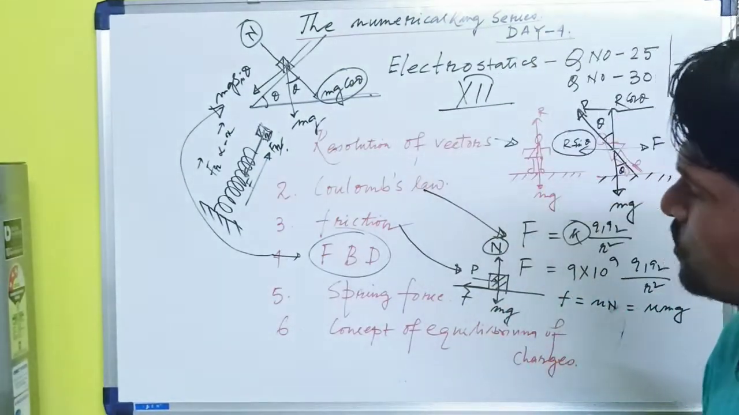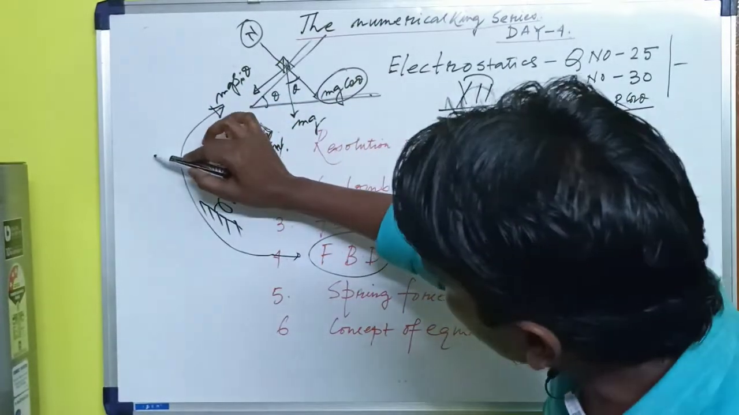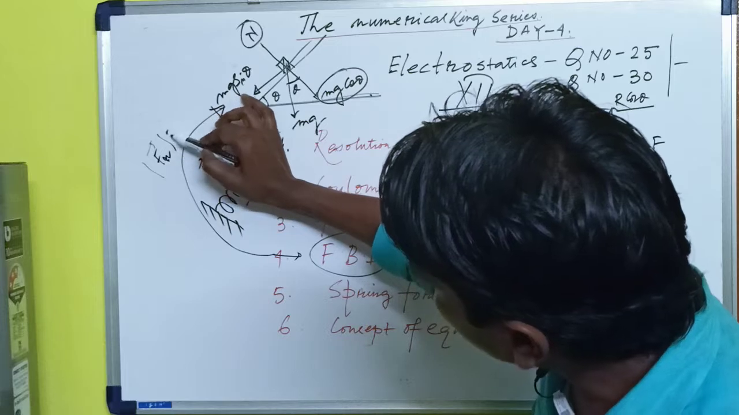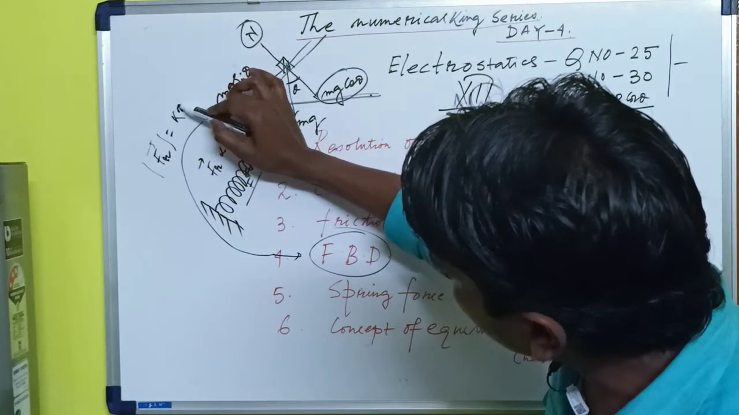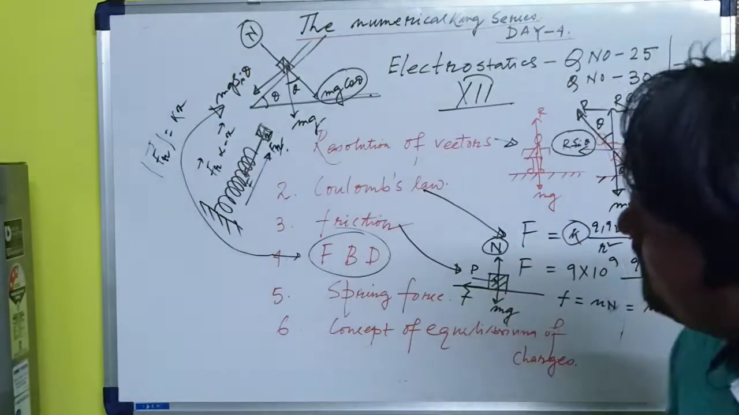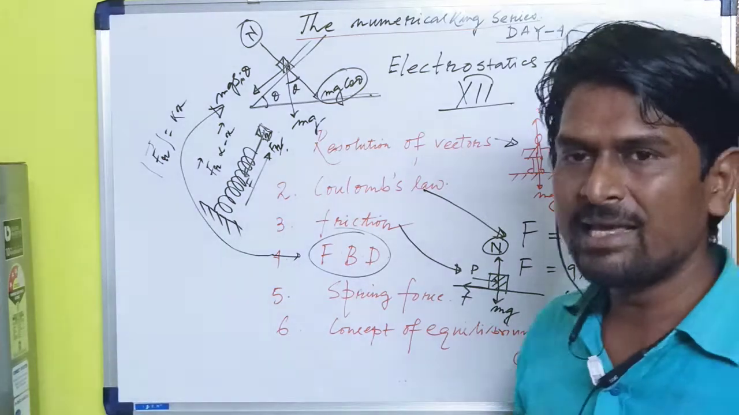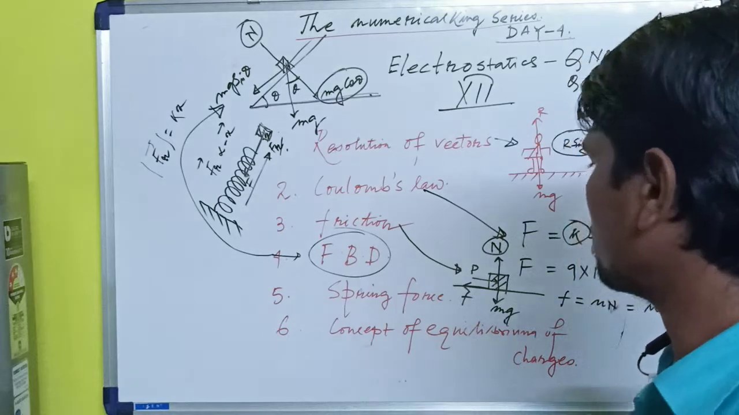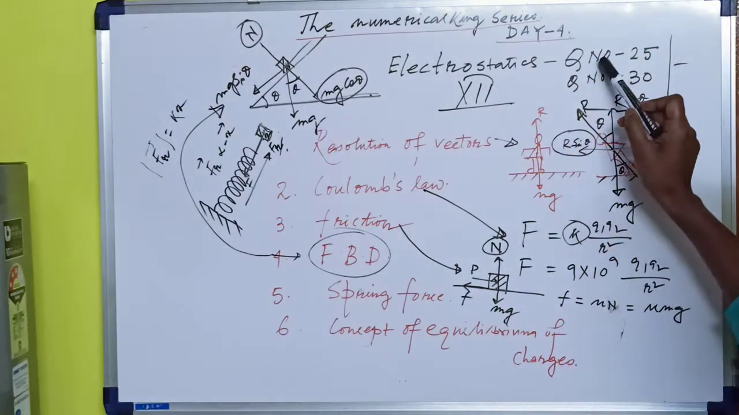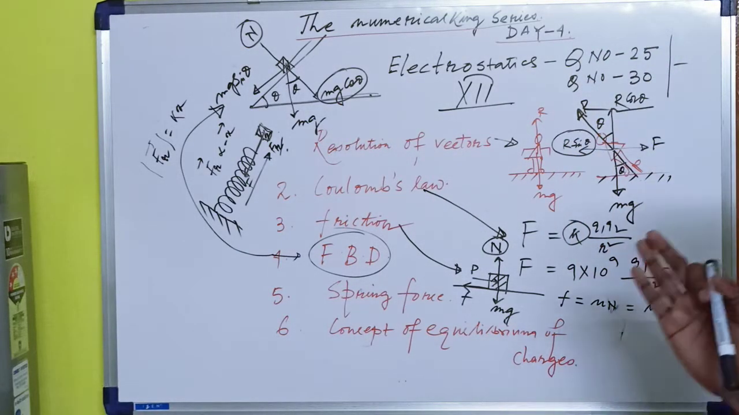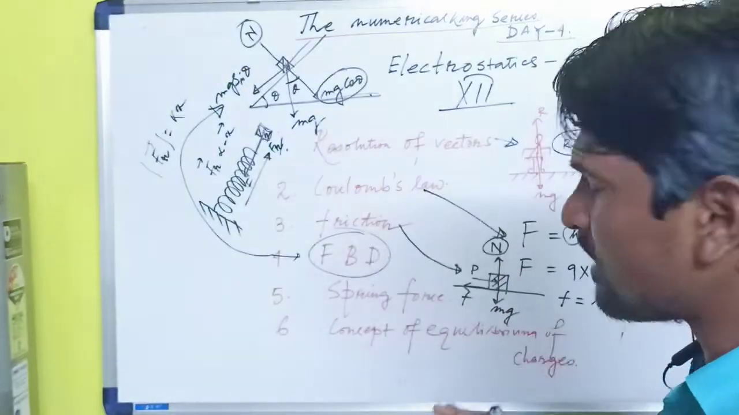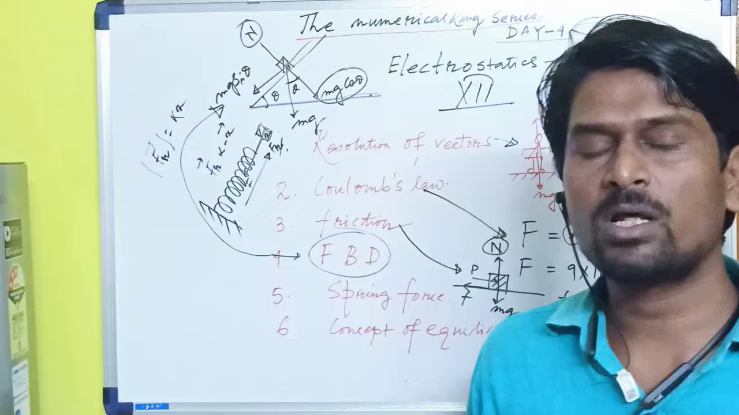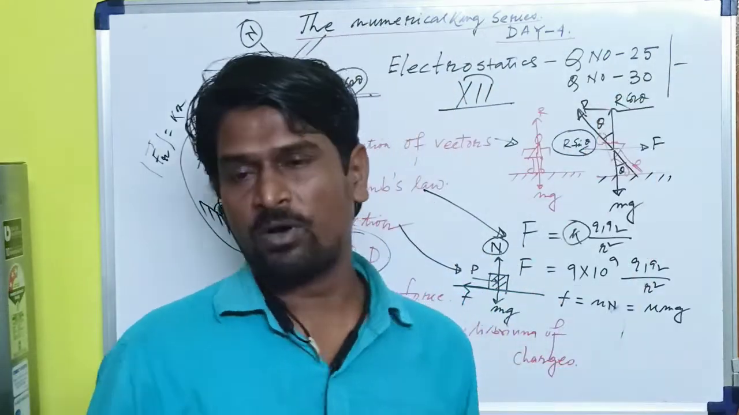So F is proportional to X, or when we take the magnitude of this force, it is equal to Kx. Here K is the force constant. So this concept is more vital for that particular numerical, question number 24. So we see how many types of concepts are needed for these numericals, that is from 25 to 30.